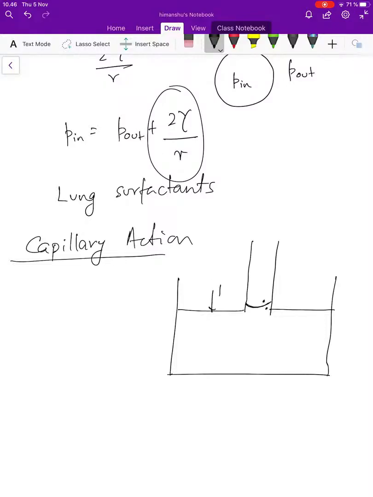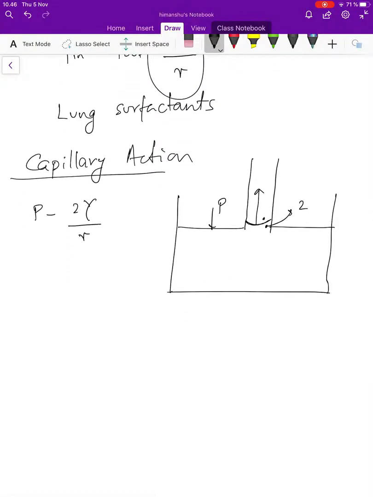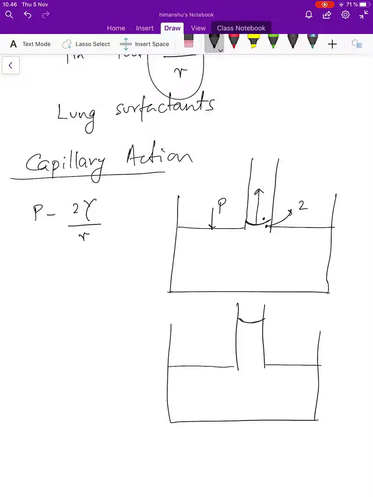So if the atmospheric pressure is P here, the pressure here is P minus 2 times the surface tension divided by r. This is the pressure at point 2. Because of this pressure differential, the liquid is pushed up, or the meniscus is pushed up, and the liquid keeps rising, let's say up to this point, until the height of the liquid in the capillary is h.